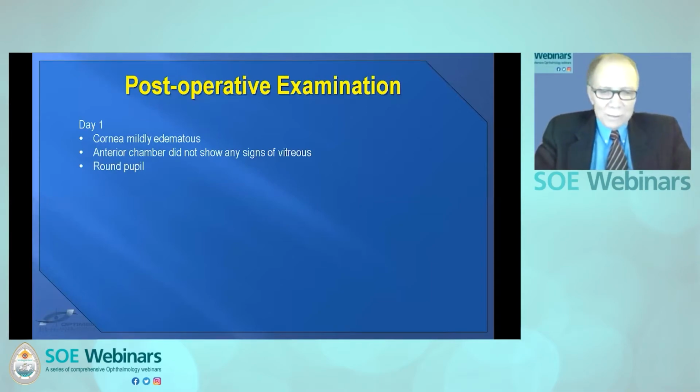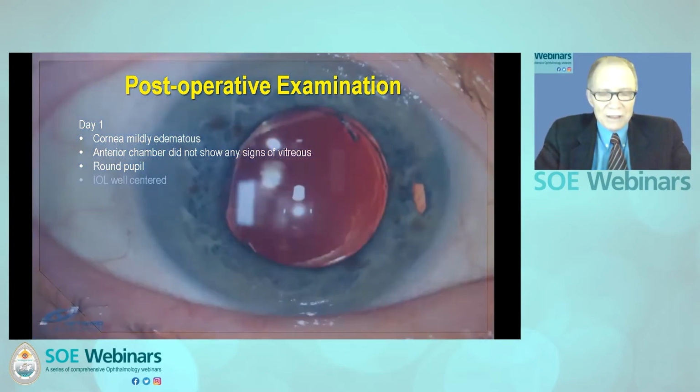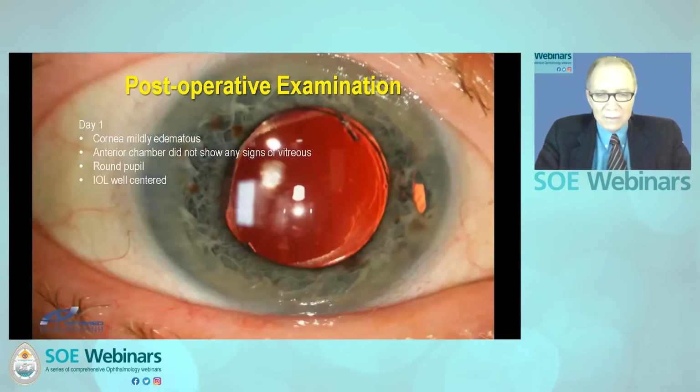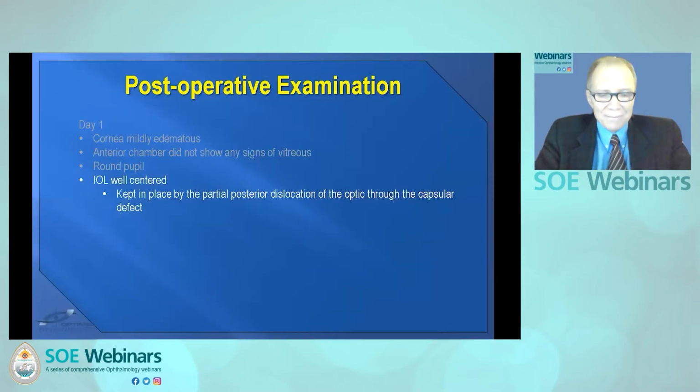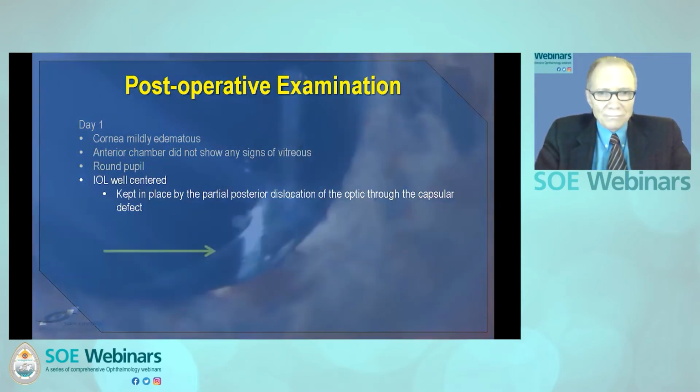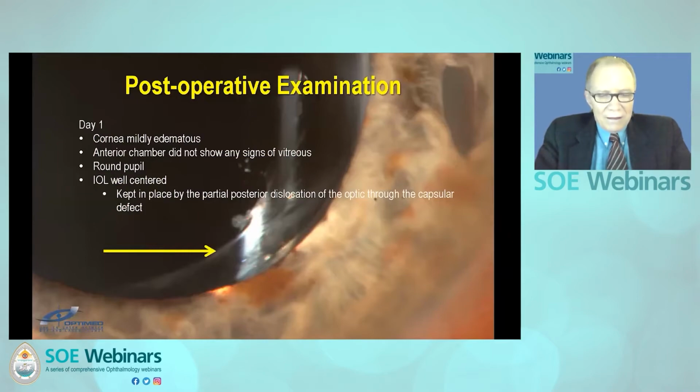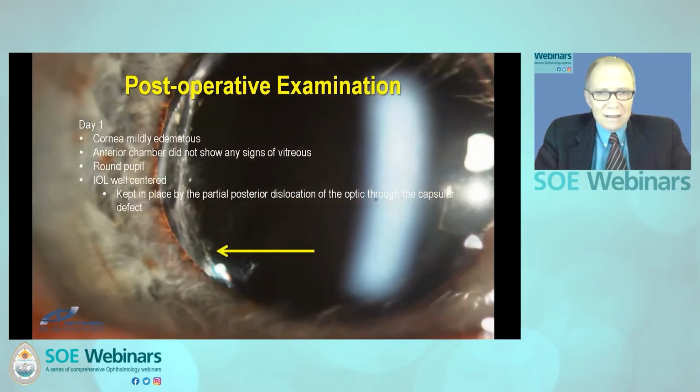At the day 1 post-operative visit, the cornea was mildly edematous. The anterior chamber did not show any signs of vitreous. The pupil was round and the IOL well centered and kept in place by the partial posterior dislocation of the optic through the capsular defect. As you can see here, the capsule was anterior to the optic, with the optic within the posterior segment.